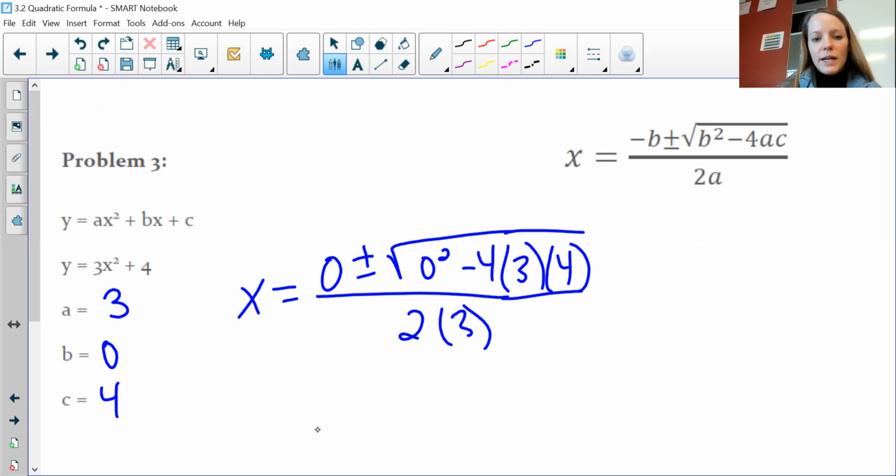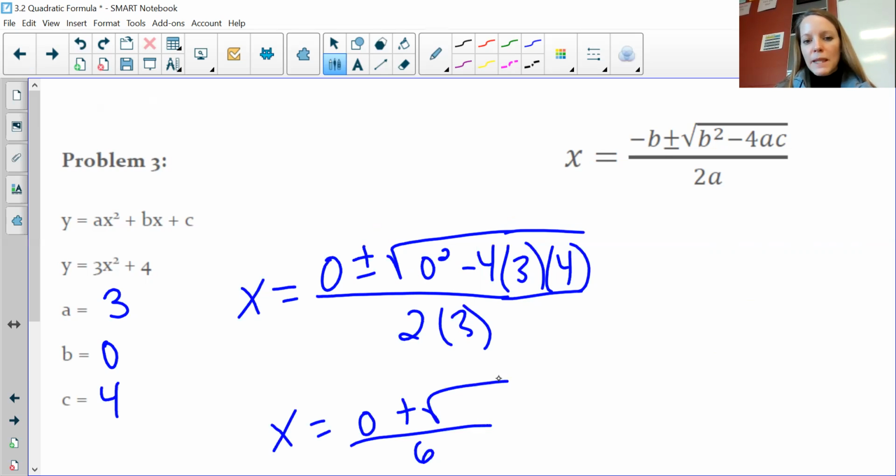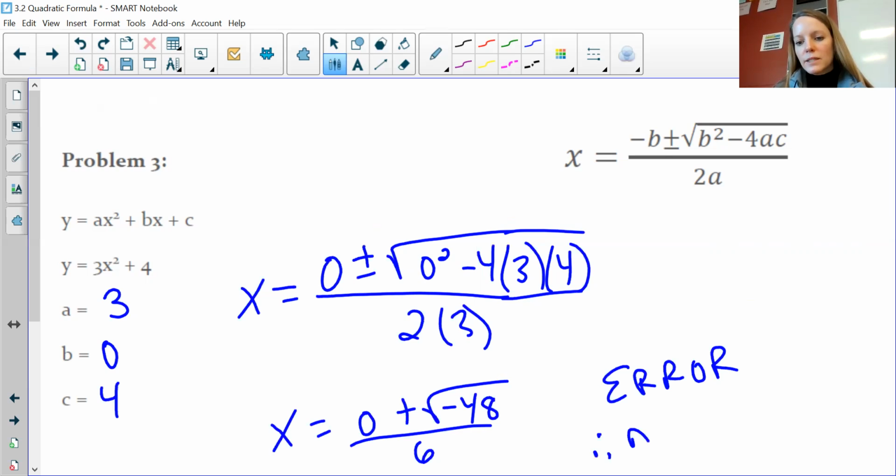So here's how we'll know. When I reduce underneath the square root sign, 0 squared is 0. 4 times 3 is 12 times 4 is 48. If you try to plug this into your calculator, you get an error because you can't take the square root of a negative number. So this is therefore no x-intercepts. Try this on your calculator, you should get an error message.